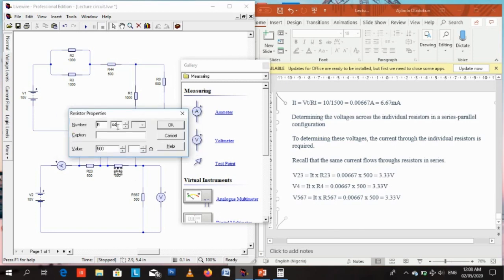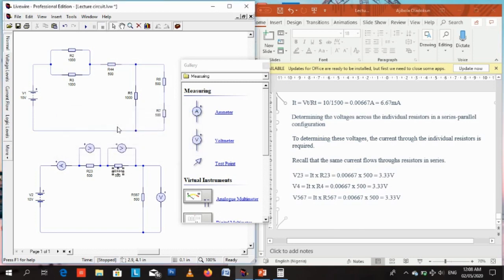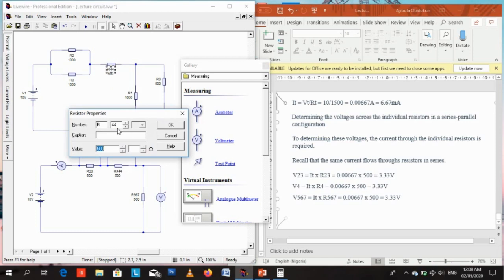So let's call this one R444, so that we can return this. We want to go back to this one. Let's return this to R4 now. So R4.